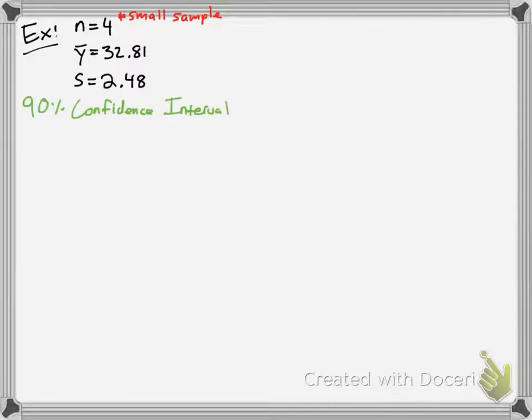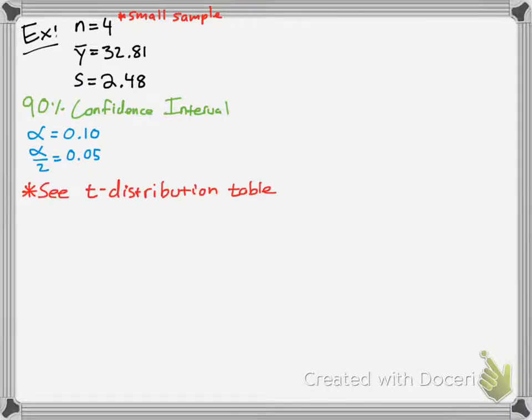Now if we wanted to calculate the 90% confidence interval, alpha is pretty much, remember, the percent that we are not confident about, so that'd be 10%, since we're 90% confident in this interval, and alpha over 2 is simply half that, which would be 0.05. And then we have to see our t-distribution table, and I'll get into what that looks like in a second, but you would write that as t alpha over 2.